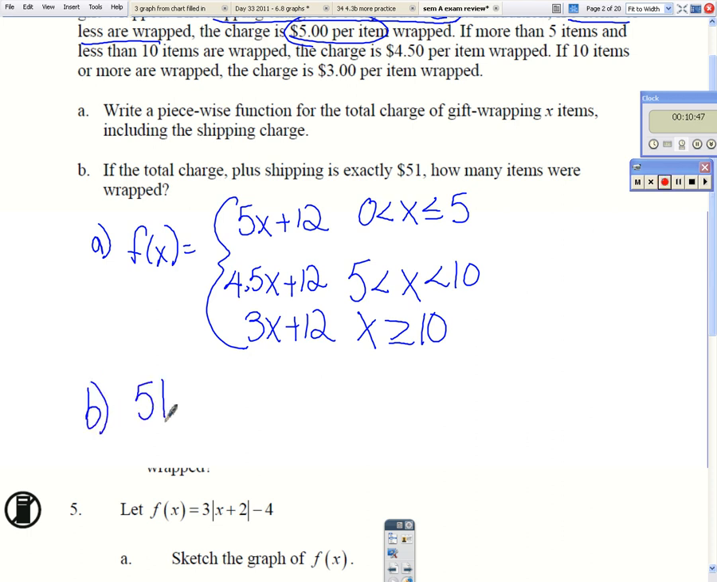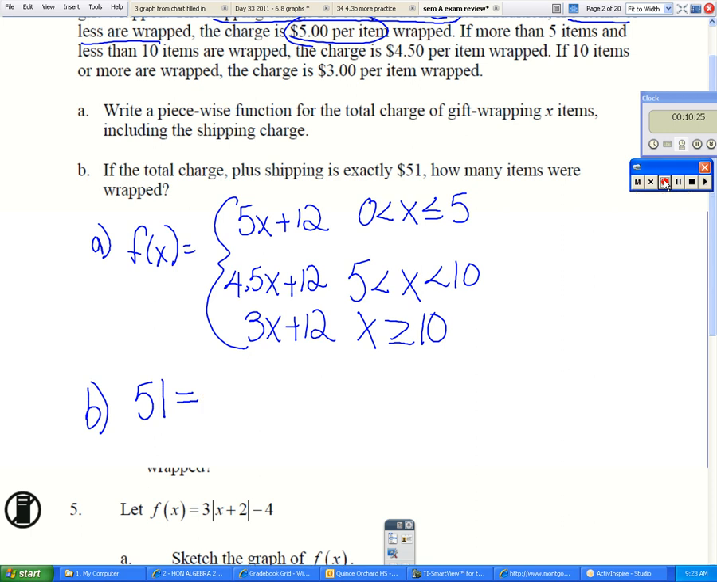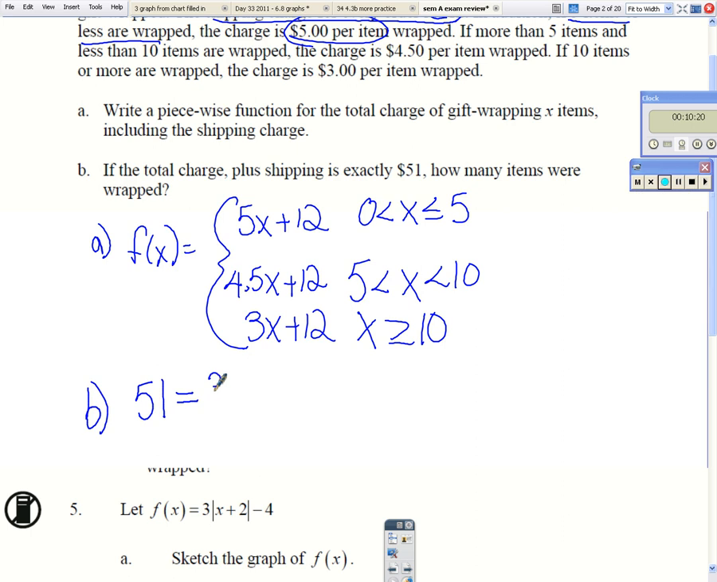So 51 equals, and I'm thinking $51 is a lot of money, so I'm going to start with that last piece and thinking maybe we have more than 10 items. Subtract the 12 to the other side and divide by 3, and we get x is 13. So 13 items were purchased.